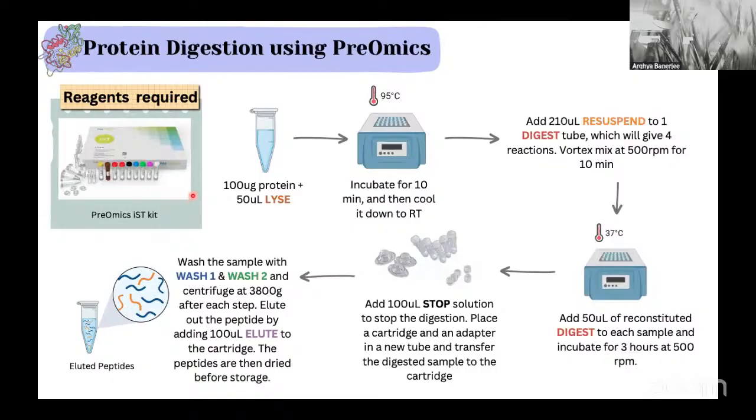We have taken 100 mg of lysed proteins. We have incubated for 10 minutes. We have again resuspended into the digestion buffer, which consists of the trypsin. Once the trypsin has been used, we have used 100 microliter of stop solution to stop the reaction of the trypsinization, followed by wash 1 and wash 2.